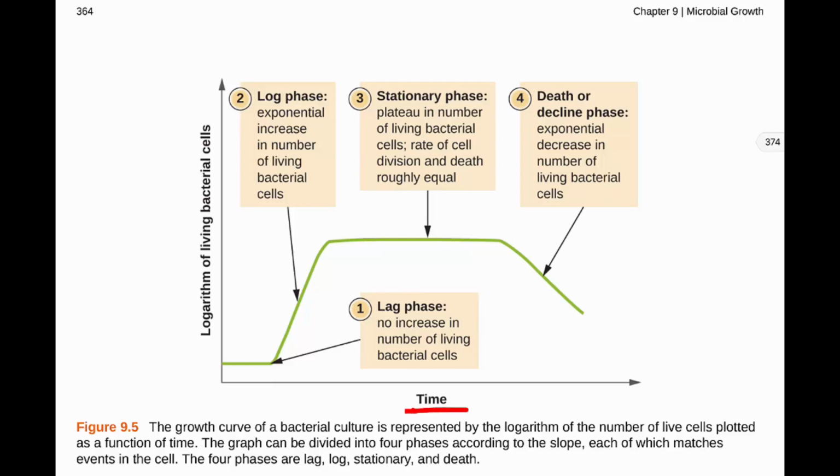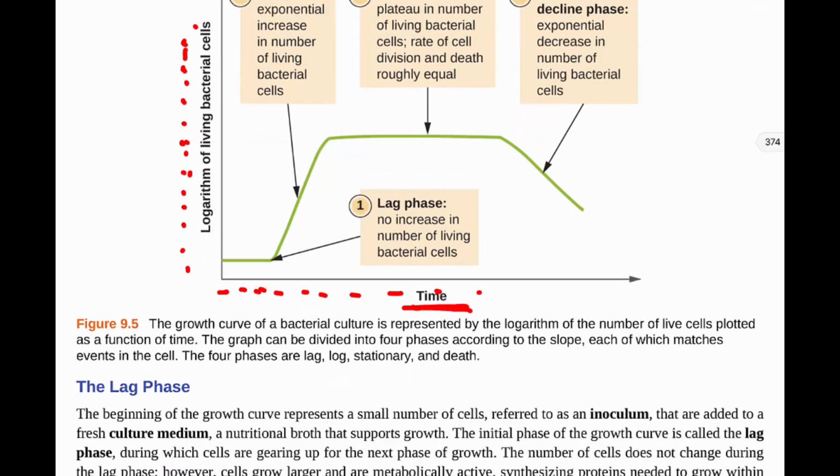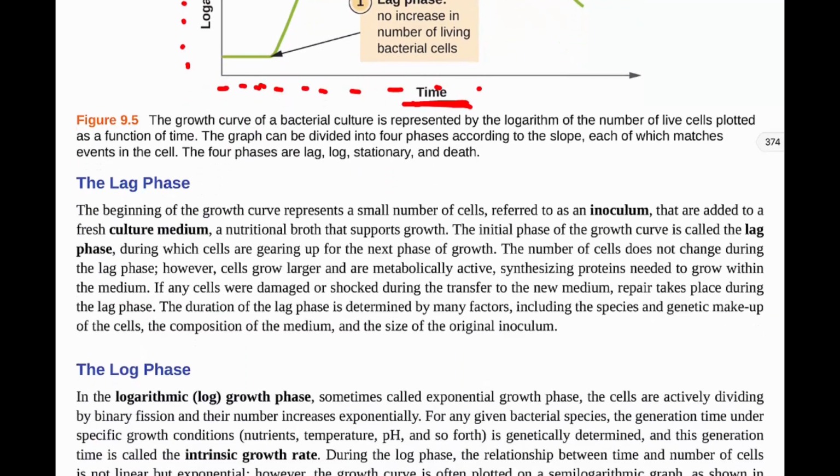So on this side we have time, this is our x-axis, so as we're going along in time, and then on this side we have our logarithm of living bacterial cells, which basically is the number of cells. So going this direction would be an increase in number of cells, and going this direction is over time. And then we're going to talk about each of these different phases. So we're going to start with number 1 here, the lag phase.